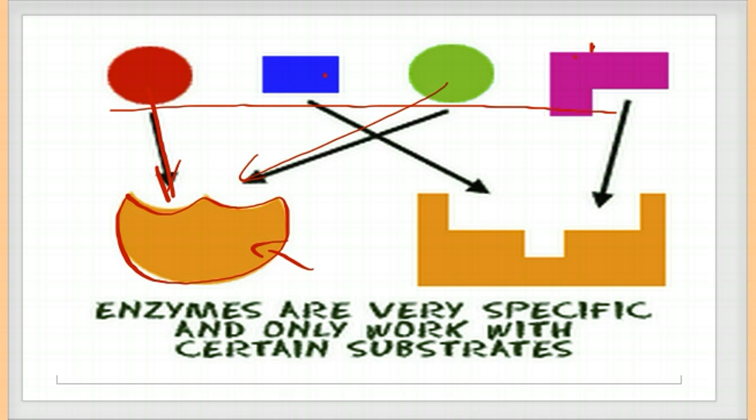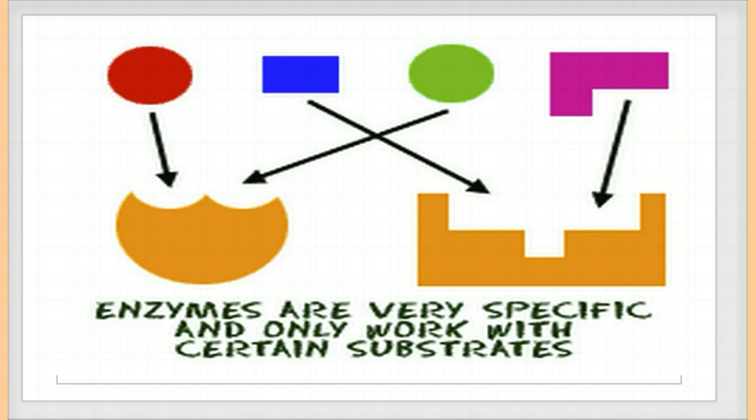this reactant or substrate would have no effect on that enzyme. It would not work because it does not match the shape. So an enzyme is very specific to a certain substrate. And substrate is referred to as what it's reacting to.